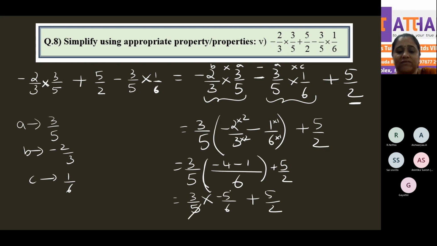So here this 5 and 5 will get cancelled. 3 ones are 3, 3 twos are 6, so it's minus 1 by 2. Minus 1 by 2 plus 5 by 2. So you can simplify this: minus 1 plus 5 by 2, 4 by 2, which is 2.